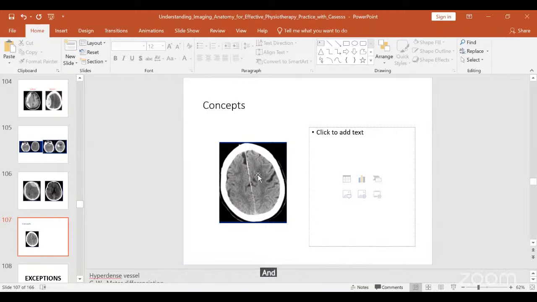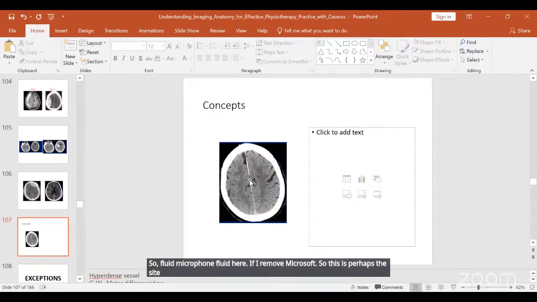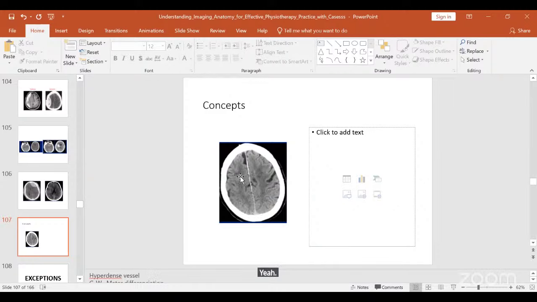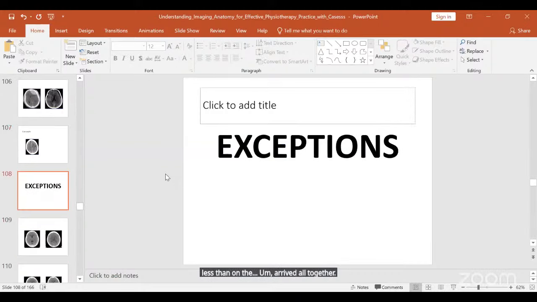And perhaps, I don't know whether you can see some fluid here. If I remove my cursor, can you see some fluid here? Yes, sir. So this is perhaps the site that is displacing the interhemispheric feature. There is more pressure here on the left than on the right. Are we together? So what are these exceptions we have?